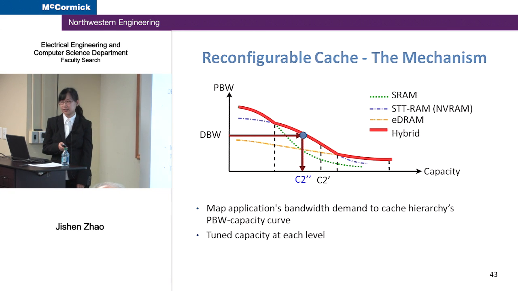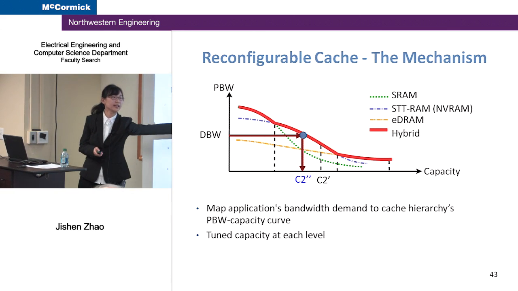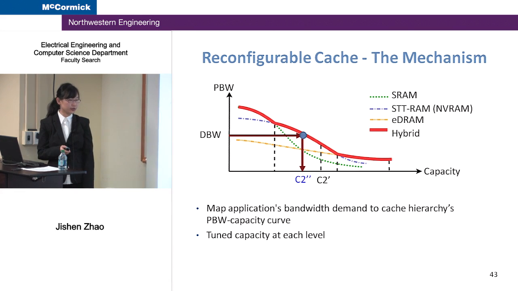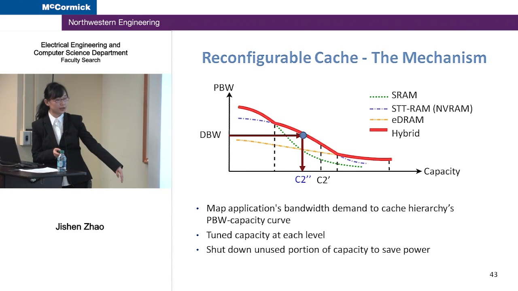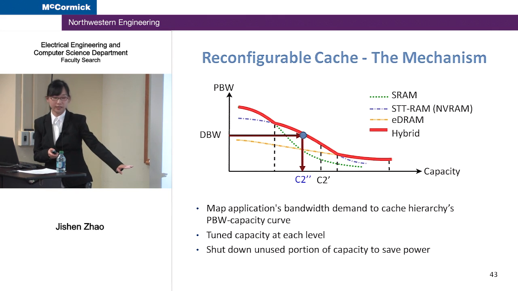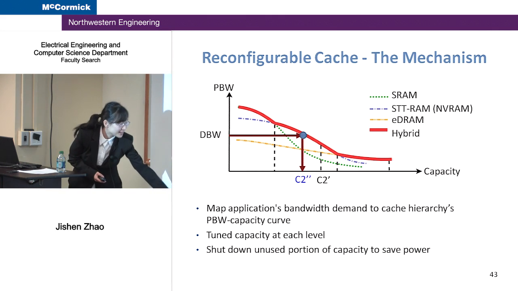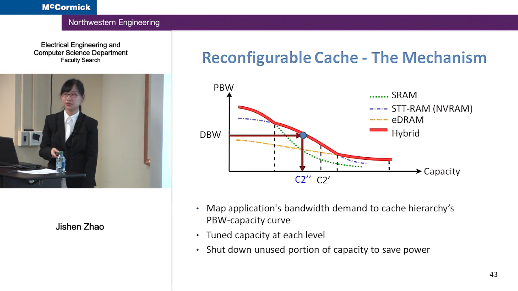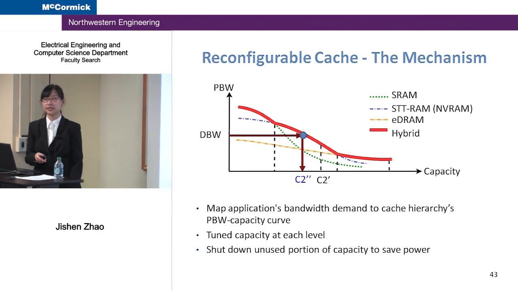If we find that the required cache capacity is smaller than the original configuration, we turn off the portion of unused capacity. Sorry for the lower part. If you cannot see, we turn off those unused portions of cache capacity to save power.